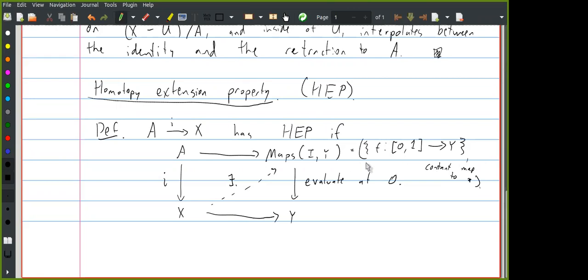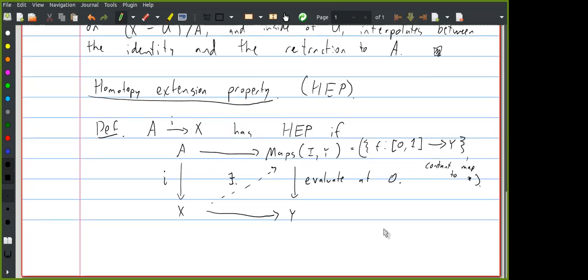Given any map like this, I can always evaluate it at zero, and this gives me a map from this space to Y. Now, if I have a map from something like A into maps from I to Y, I can think of that as a homotopy between two maps from A to Y. So the data that we're given is a homotopy between two maps from A to Y and an extension of one of them to X. And the homotopy extension property says that you can then extend the entire homotopy over X.